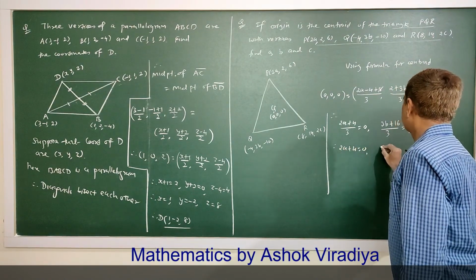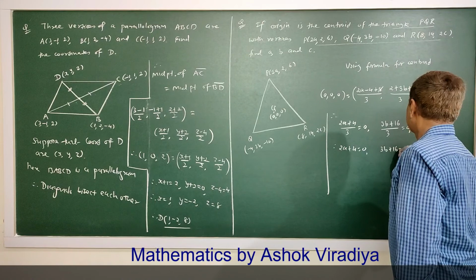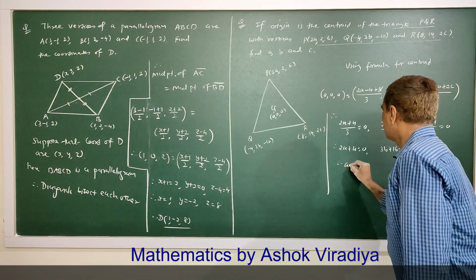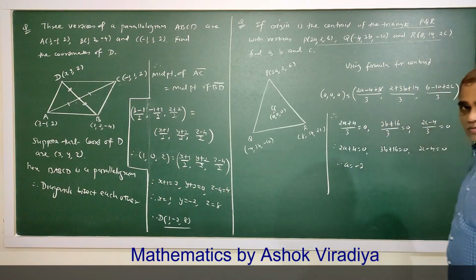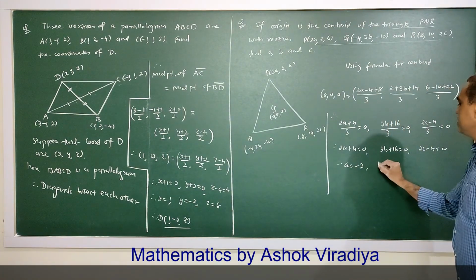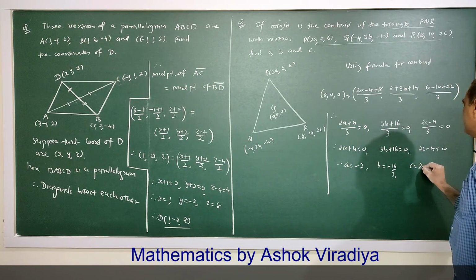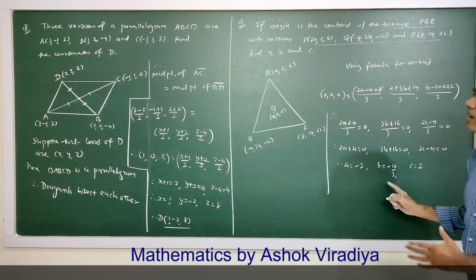So that is 2a plus 4 is 0, 3b plus 16 is 0, 2c minus 4 is 0. So a is minus 2, b is minus 16 by 3 and c is 2. So that is the required values.